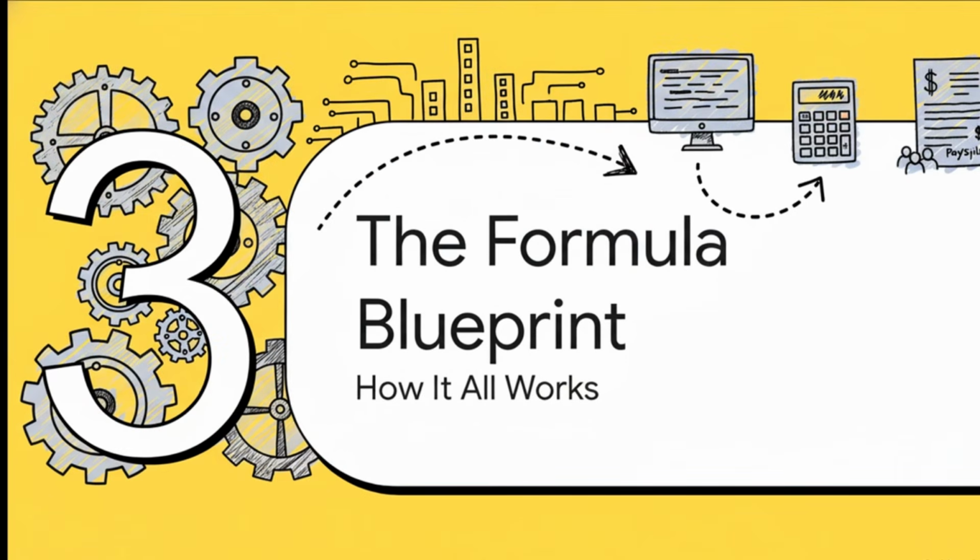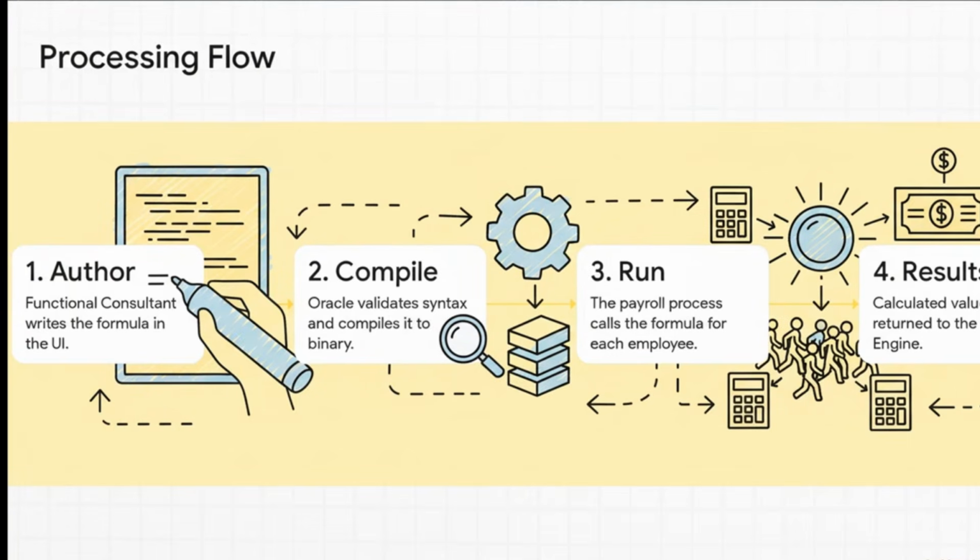Okay, so we know what it is, but how does it actually work behind the scenes? Let's walk through the blueprint, the actual journey a formula takes from your keyboard to an employee's final paycheck. It's really a simple 4-step process. First, you, the consultant, write the logic directly in the user interface. When you save it, Oracle compiles it, which is just a fancy way of saying it checks your work for typos and stores it. Then, when a payroll process runs, it finds and executes your formula for every person that applies to. And finally, the formula sends its answer, the calculated value, back to the payroll engine.